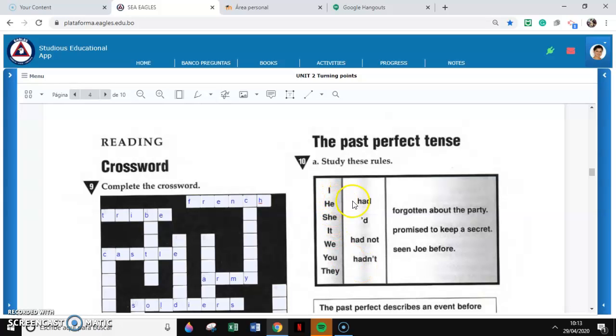So, for example, I had forgotten about the party. She'd promised to keep a secret. We had not seen Joe before. You hadn't seen Joe before. Don't forget that another part of the rule to form past perfect tense is to change the verb into the past participle form: forgotten, promised, and seen.